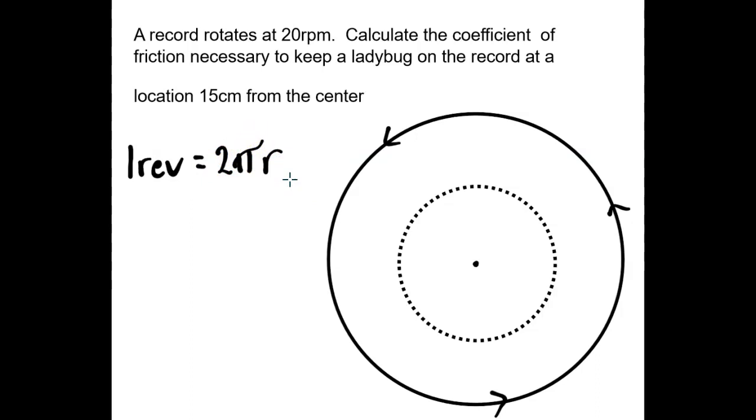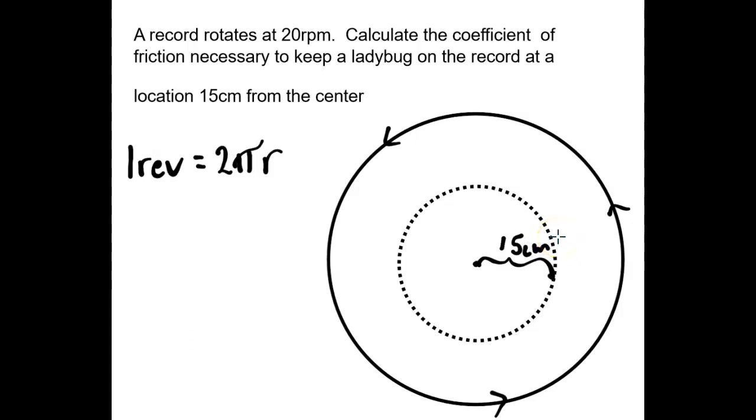Another thing that we want to keep in mind is that when we use r in that equation, v squared over r, we're talking about the distance from our center of rotation. So even if this record is 25 centimeters wide, for this ladybug, it's going to be going around at 15 centimeters.